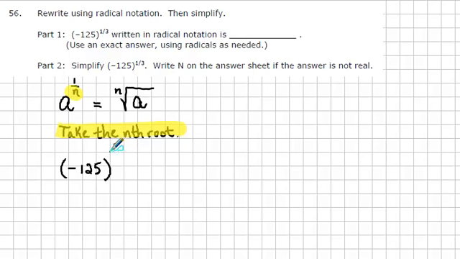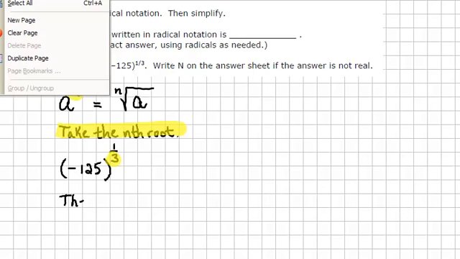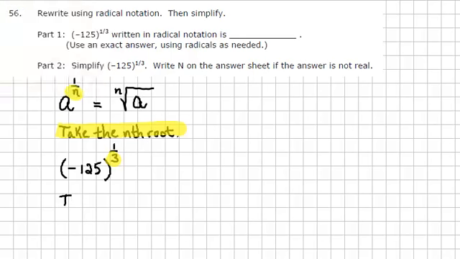raised to the 1 over 3 power. We notice that the denominator of the rational exponent is 3, so this indicates that we need to take the cube root. So take the cube root.